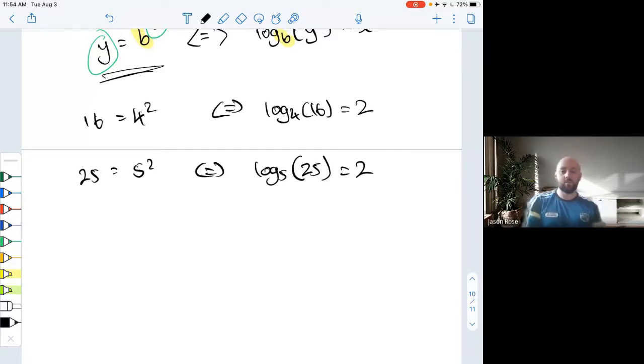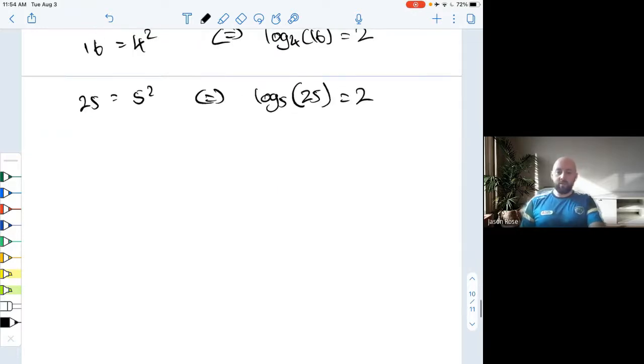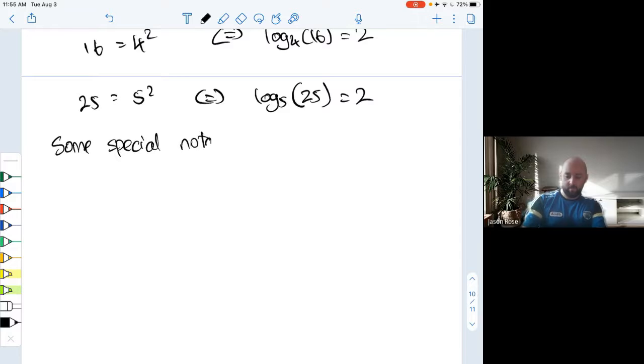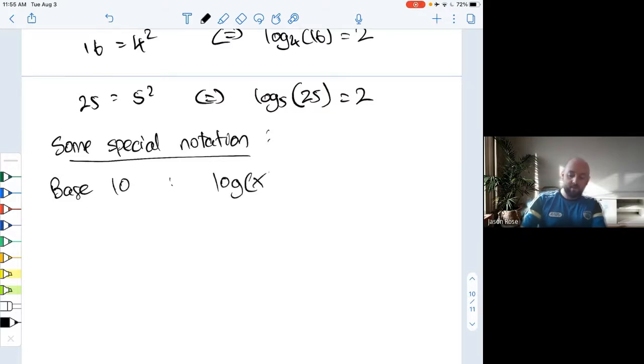Okay, where were we? So we talked about logs, the introduction. People feel okay? I should mention a few other things. There's some special notation to be aware of. If you have a base 10, it's just log of x. You don't write log to the base 10 of x.